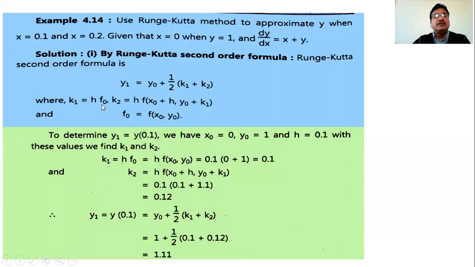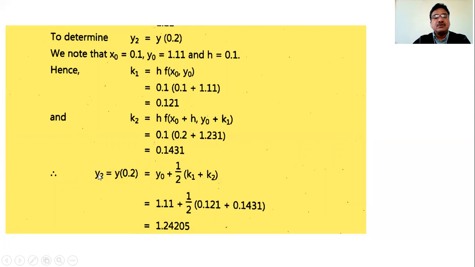So here is again the same formula: Y2 is y naught plus 1 half K1 plus K2. Just the notation is different, to distinguish Y1 and Y2. So the notation is different, and then substitute the values. We have this answer. So this is the value of y at 0.2. So this is the answer of this problem.